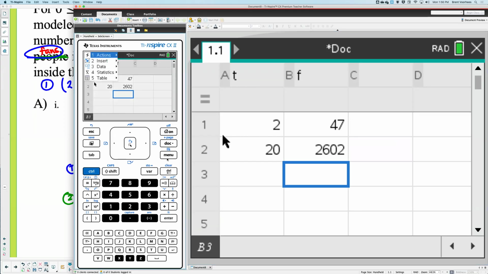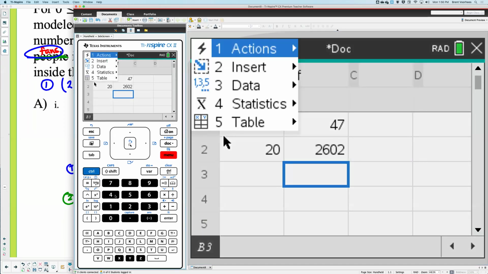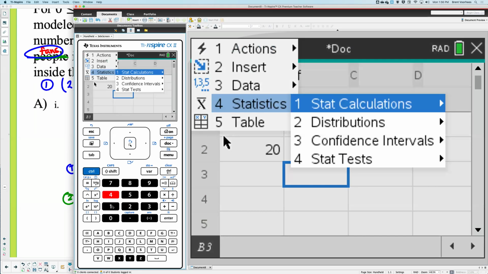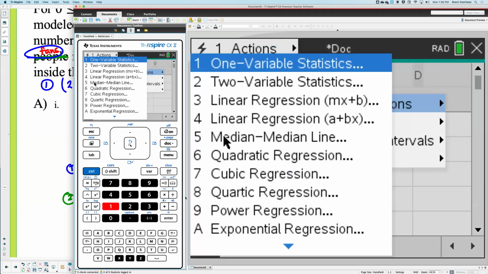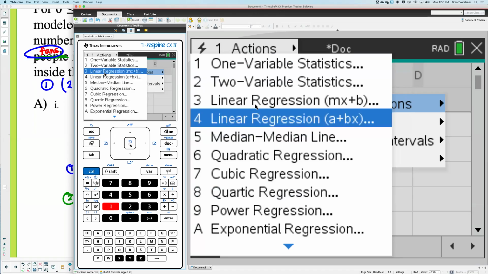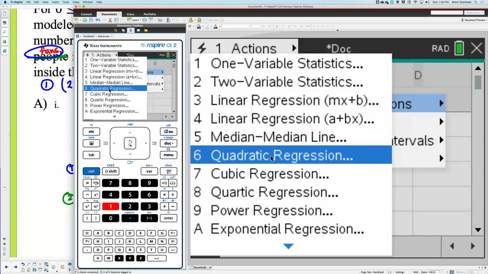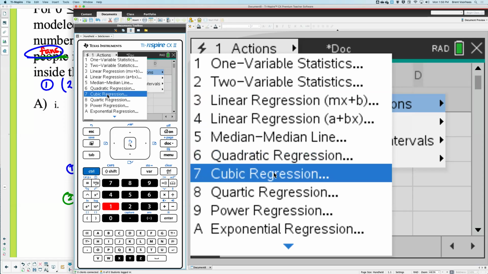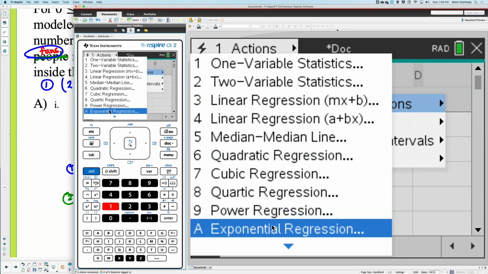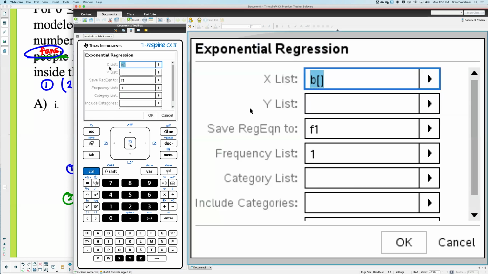So press menu. We're going to go to statistics, number 4, and then stat calculations, number 1. From this long list, the ones that I would be preparing for if I were you is you might have to find a linear regression, a quadratic regression, a cubic regression, or now an exponential. Those are the ones I would really say focus on. This is exponential. When you choose that, it's going to ask you for your X list.